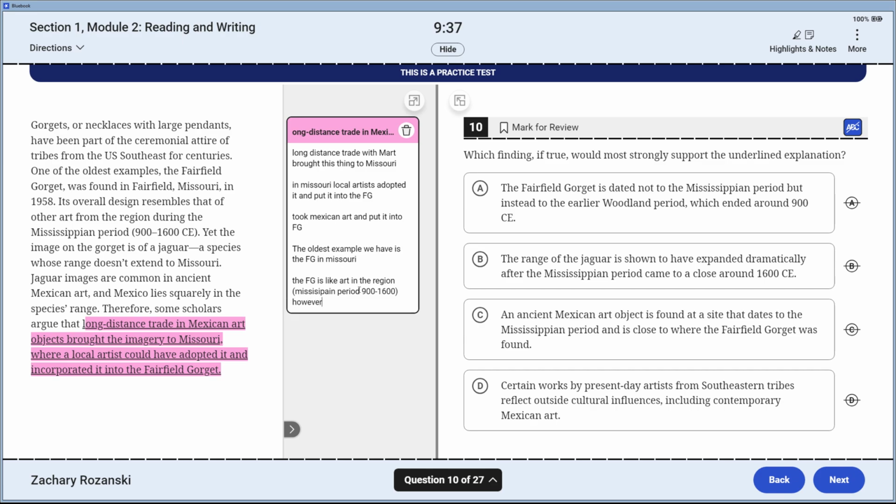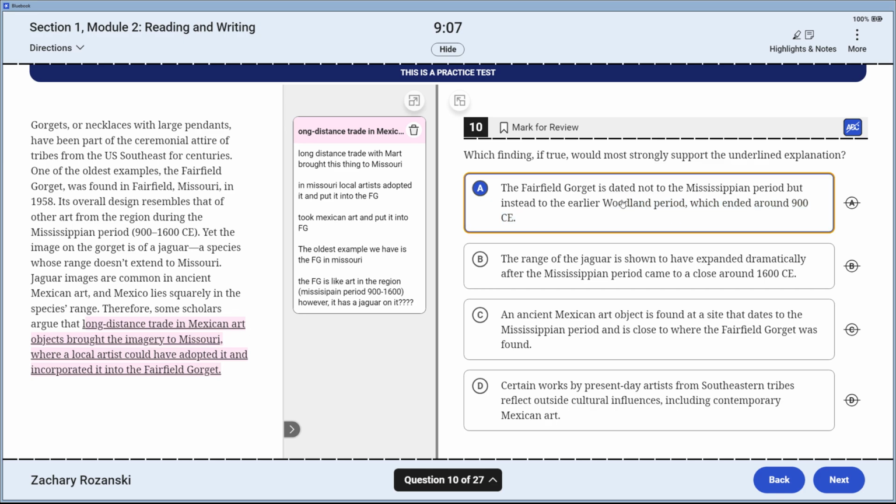However, it has a jaguar on it. It has a jaguar on it. Therefore, some argue that long-distance trade in Mexican art objects brought the imagery to Missouri. So it's like everything else, but someone brought it here, okay? But instead to the earlier Woodland period. No, 10A doesn't make any sense. It's so much like it. I don't even know why it would do this. Why you wouldn't think we could have adopted it.